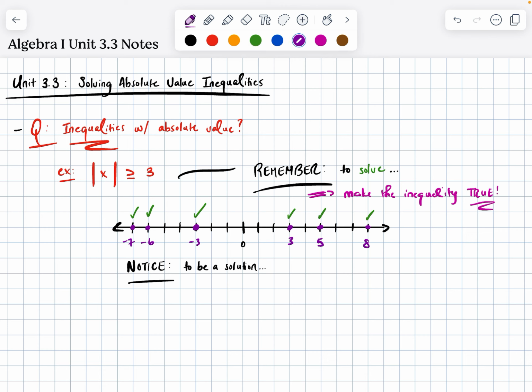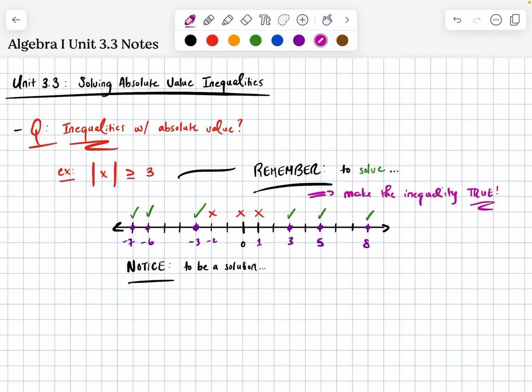But if I try to take a number in between the 3 and the negative 3, say I take this positive 1 here. Well, positive 1 has an absolute value of 1. That is not greater than or equal to 3. I could take 0, right? 0 has an absolute value of 0, which is not greater than or equal to 3. I could take negative 2. Its absolute value is 2, which is not greater than or equal to 3.